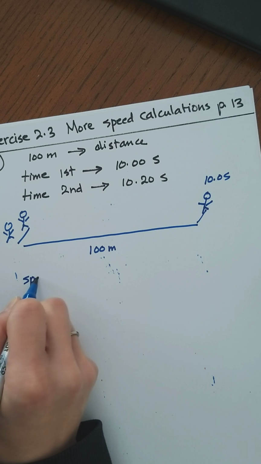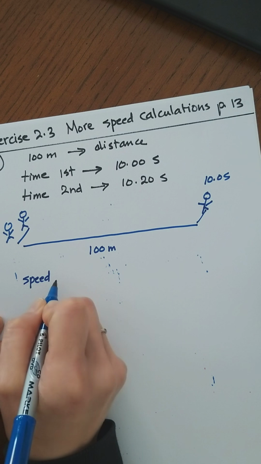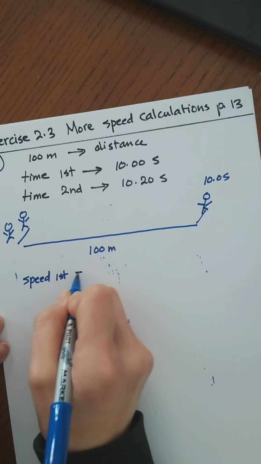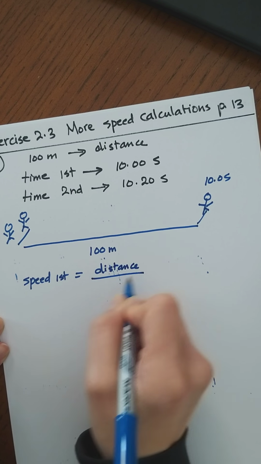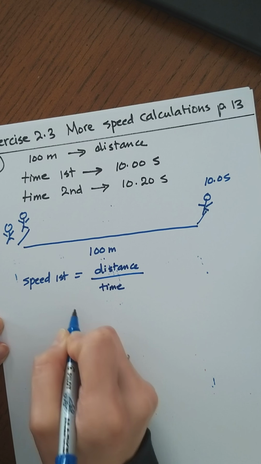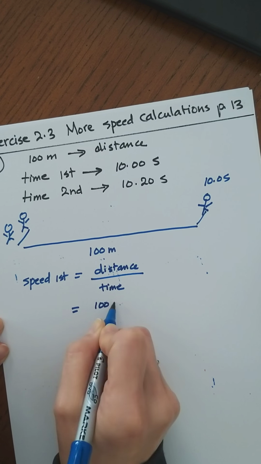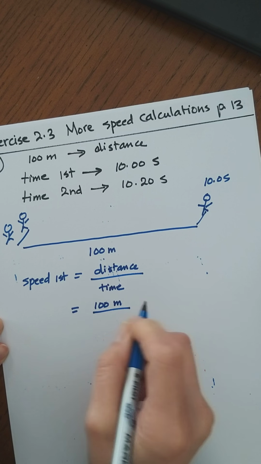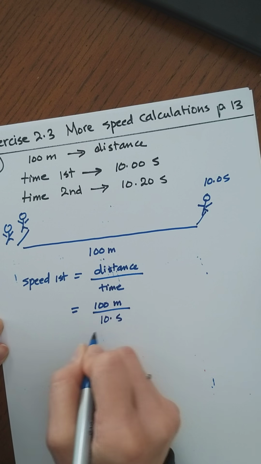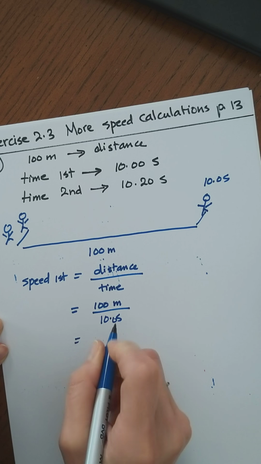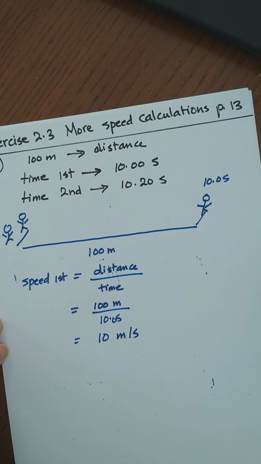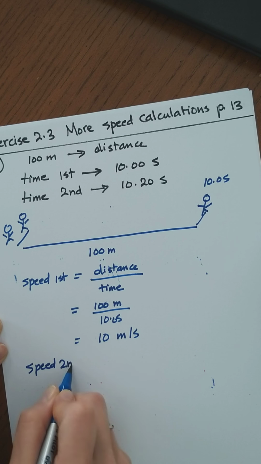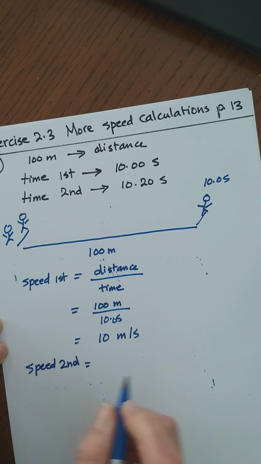Speed of the first runner equals distance over time. 100 meters divided by 10 seconds. 10 meters per second. What's the speed, or the average speed, of the runner-up during the race?